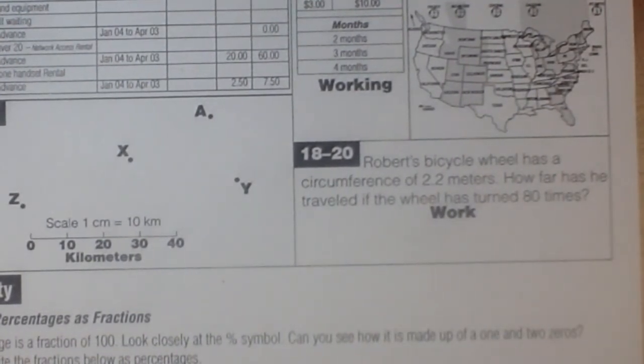A. How far does Robert's bicycle travel each time the wheel is turned? B. How far does Robert travel in 2.2 turns of the wheel? C. How far does Robert travel when the wheel turns 80 times?